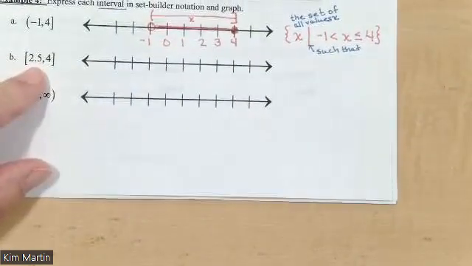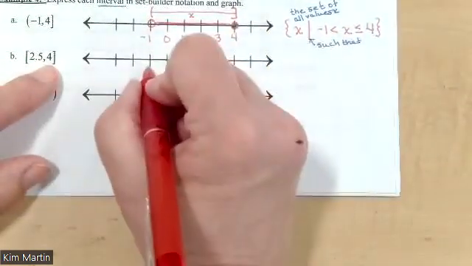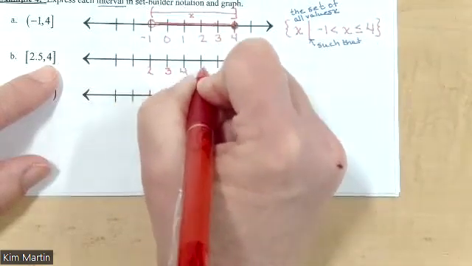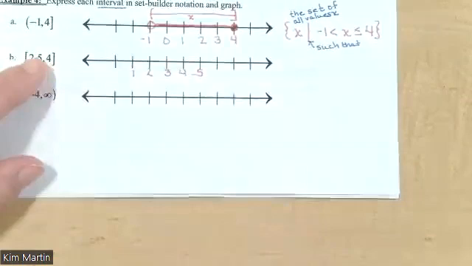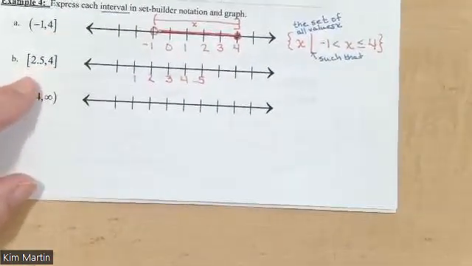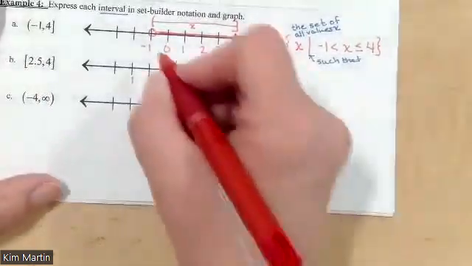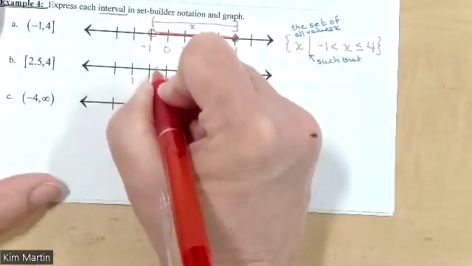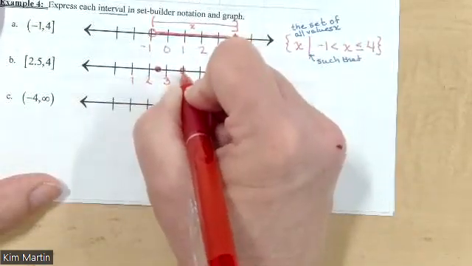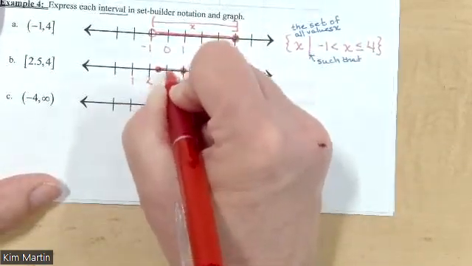Right here, 2.5 to 4. Let's put 2 here, 3 here, 4, 5, and I'll put a 1 right there. Because they are brackets, would they be open or closed circle? Closed. So I'm going to put a closed circle in between 2 and 3 and a closed circle at 4, and it's everything between it.